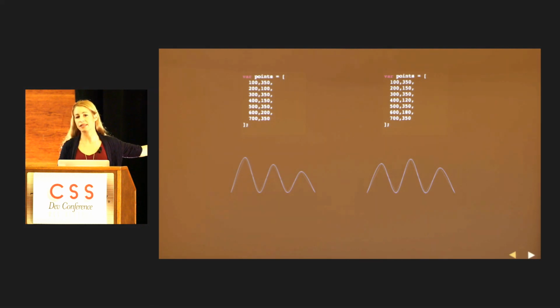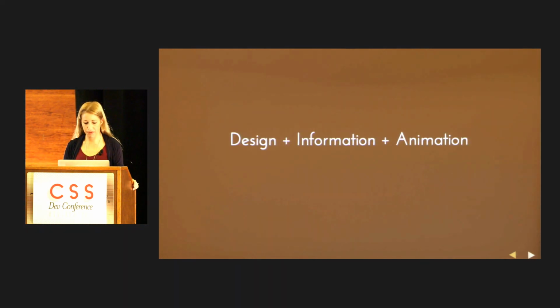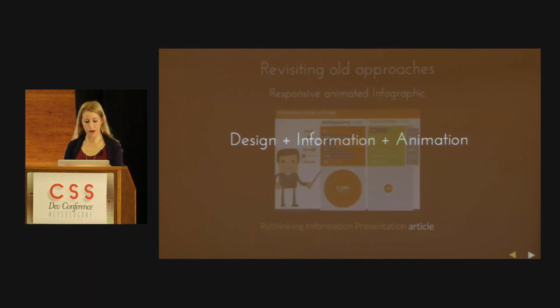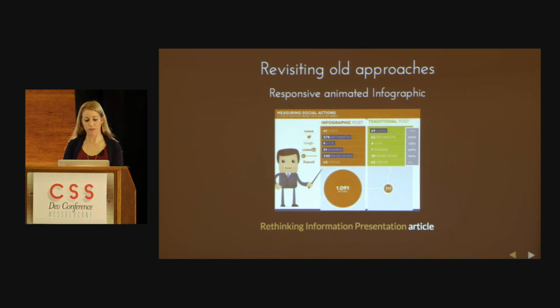I could have used this and animated this instead of drawing every single shape. So that's like one way of working. And the last thing I'm going to do really quick is design and information and animation. We talked a little bit about infographics. I'm going to show you how to make them accessible and responsive. So if we're revisiting old approaches, we've got responsive animated infographics.